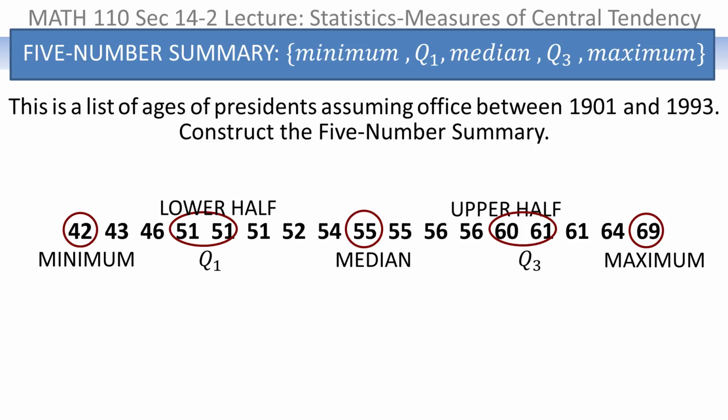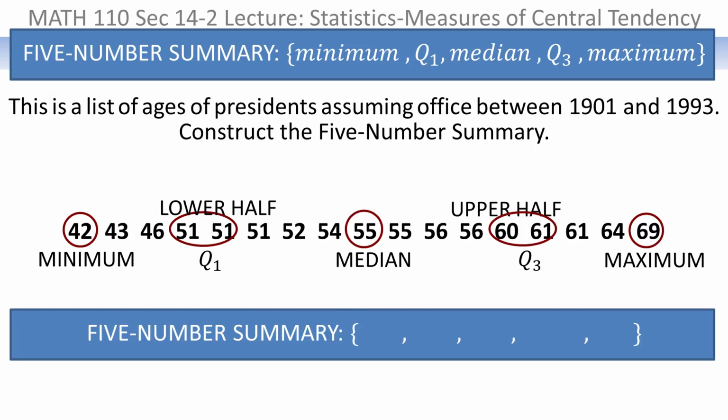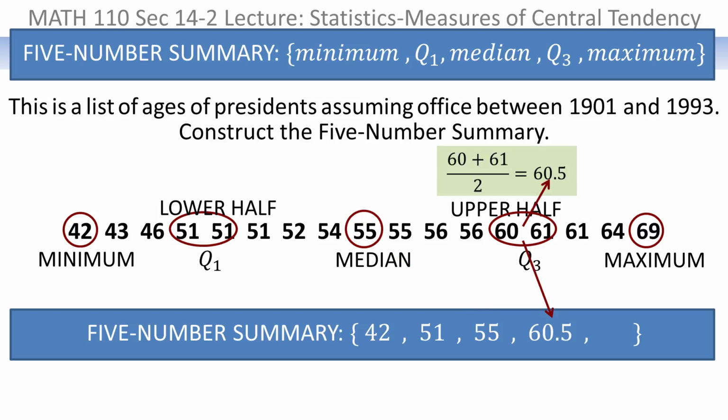So if we want to write the 5-number summary, we start out with the minimum. Then we go to the first quartile. Obviously, when there are 2 numbers in the middle, you average them. Well, if you average 51 and 51, you get 51. Then the median is 55. Then the third quartile: you add them up and divide by 2. So you take 60 plus 61 over 2. That comes out to be 60.5. So that's the third quartile value.